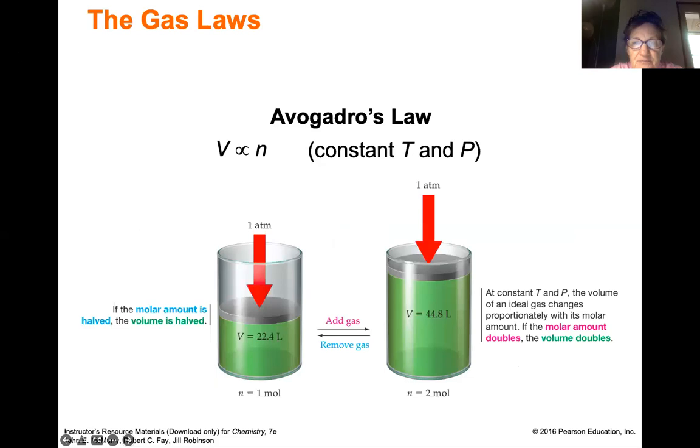Avogadro's law looks at experiments where you're holding temperature and pressure constant, but you're just adding more gas or taking gas out of the system. So you're looking at how volume depends on the number of moles of gas particles you have. So at constant temperature and pressure, the volume of an ideal gas changes proportionally with its molar amount. And so if the molar amount doubles, the volume doubles. So they're directly proportional to each other.